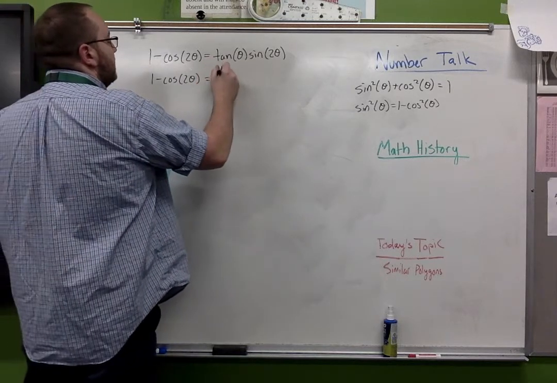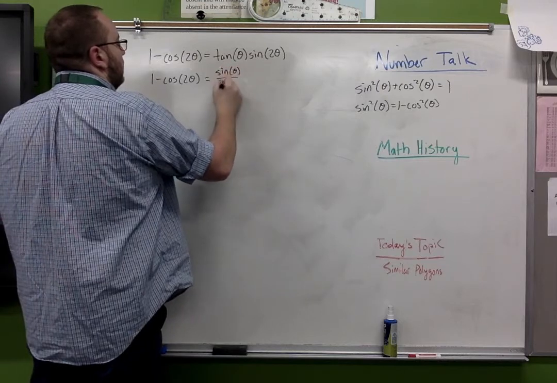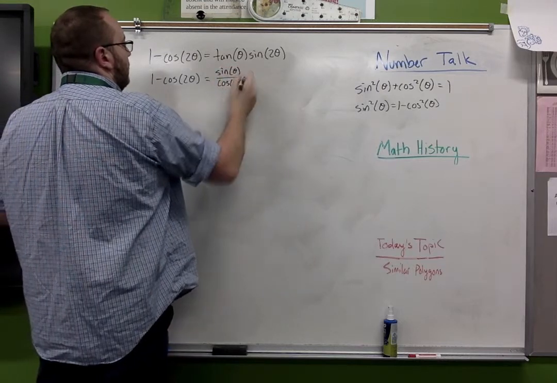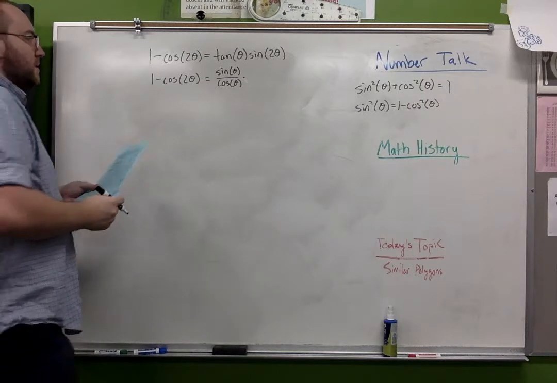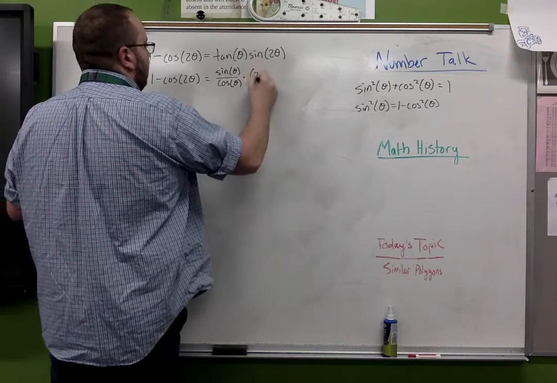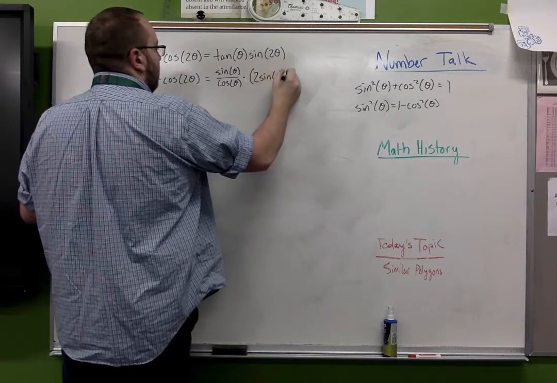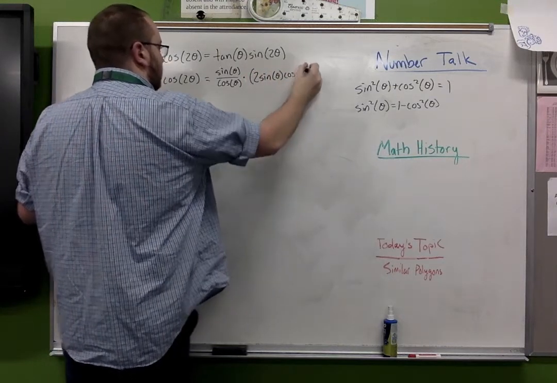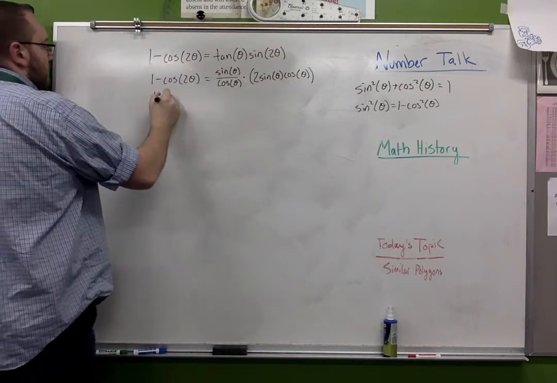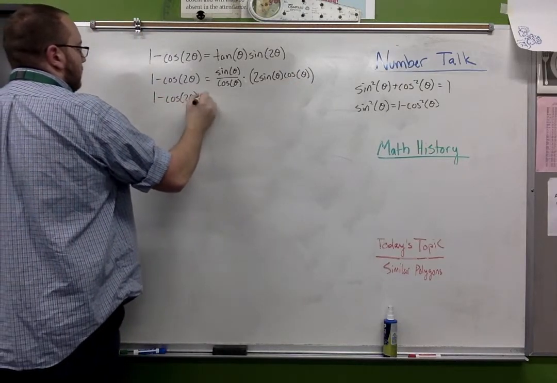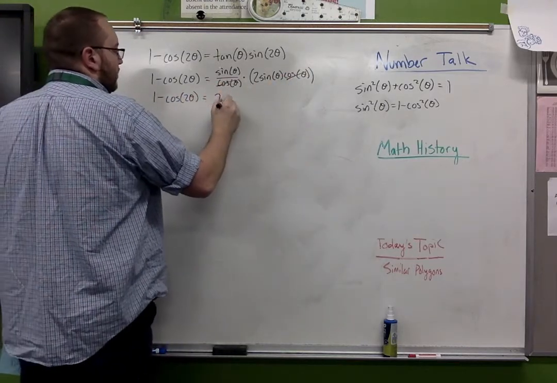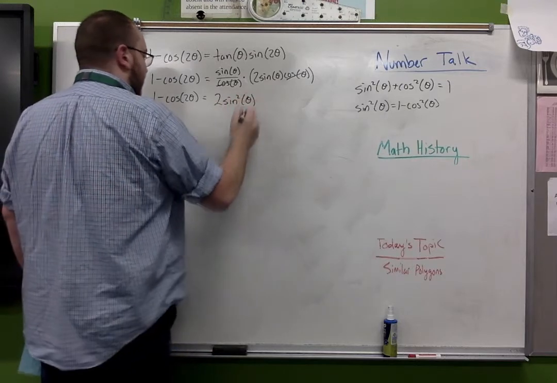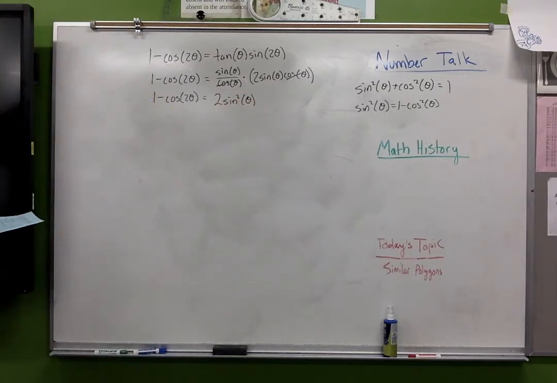So tangent is sine over cosine times, now sine of 2 theta, that's one of your double angle identities. It's 2 sine theta cosine theta. Well, cosines reduce. So you're left with 2 sine squared of theta. Okay, we're going to end it right there. Now we're going to switch over to the other side and see if we can simplify it.